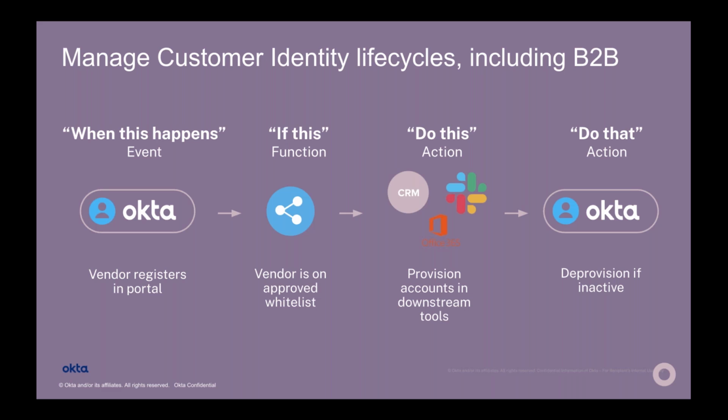In this case, a vendor does a self-service registration for your portal that maybe you're providing to your customers as well. And based on the logic and conditions that we can implement here, we can determine the course of action over the flow. So in this case, are they on an approved whitelist? If they are, then we can do this. And that's where we provision the accounts downstream to the downstream tool, and ensure that if they are an inactive user for a certain period of time later on, that we deprovision their account. So we can continually automate all of the functionality that may have been done manually before, ensuring that your end users are given that experience that they require and that they expect.